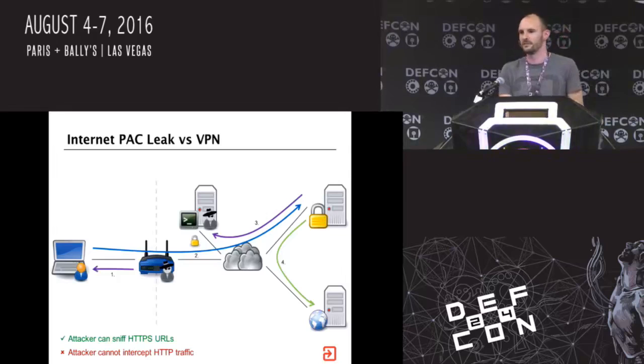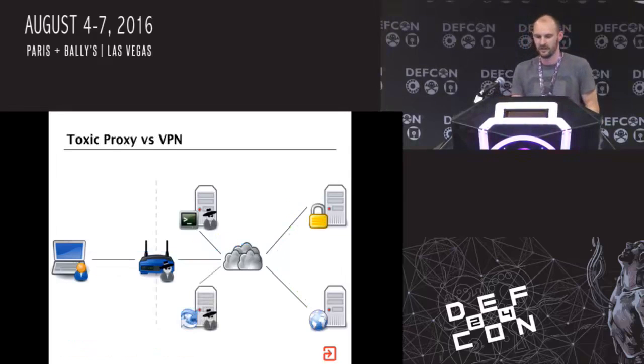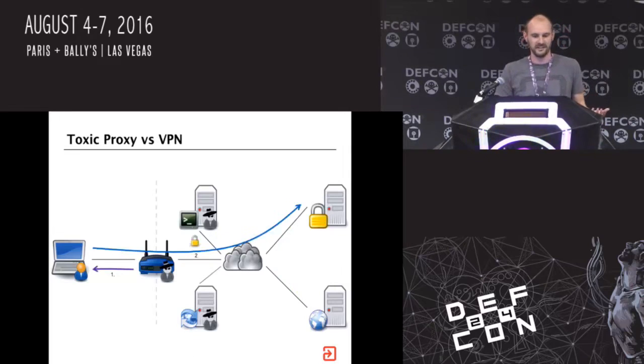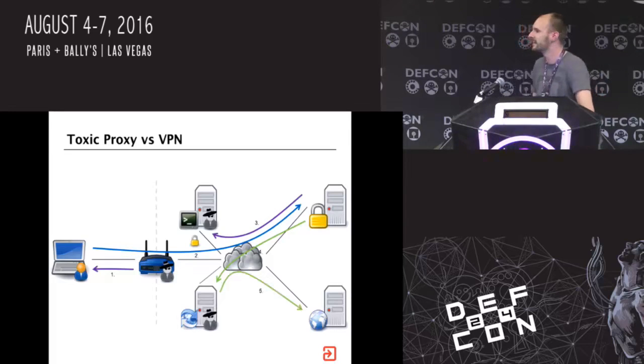What are pack files supposed to do? They're supposed to specify a proxy. So if we stick our proxy server on the internet as well, we've now got the users' traffic coming out of their VPN endpoint, leaking the HTTPS URLs to our DNS server, proxying all of their HTTP traffic before it's even hitting the intended target. And this kind of blew our minds.